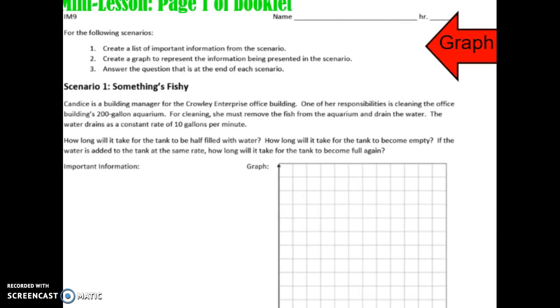All right, ladies and gentlemen, go ahead and find this page in your chapter 1 packet. I'm going to model for you all the work that's going to be expected on your next practice problem that you'll do by yourself and on your homework. Okay, so I'm looking at the directions, and the directions up here say, create a list of important information from the scenario. All right, so what I'm going to do right here is highlight some important information.